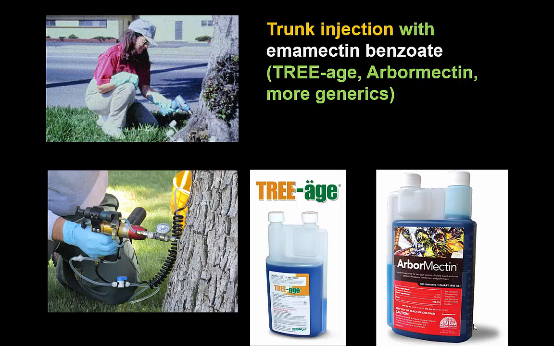Most notably, and what's been used most often, is what's called emamectin benzoate. And this goes under the trade name Triage. There are some generics now coming onto the market. And this is injected through various kinds of systems and can often provide control of emerald ash borer for 2, perhaps even 3 years at the rates that are currently labeled.